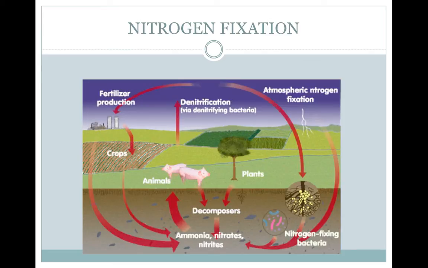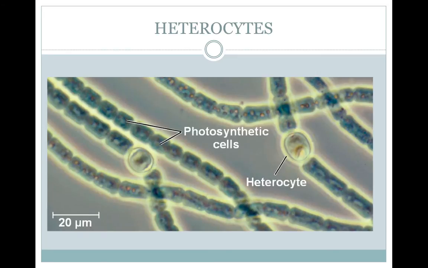Nitrifiers are bacteria which are chemoautotrophs that oxidize ammonia into nitrates, in turn using the energy released by this process. In some cases, a few specialized cells in a colony called heterocytes carry out a function different from the rest of the colony.